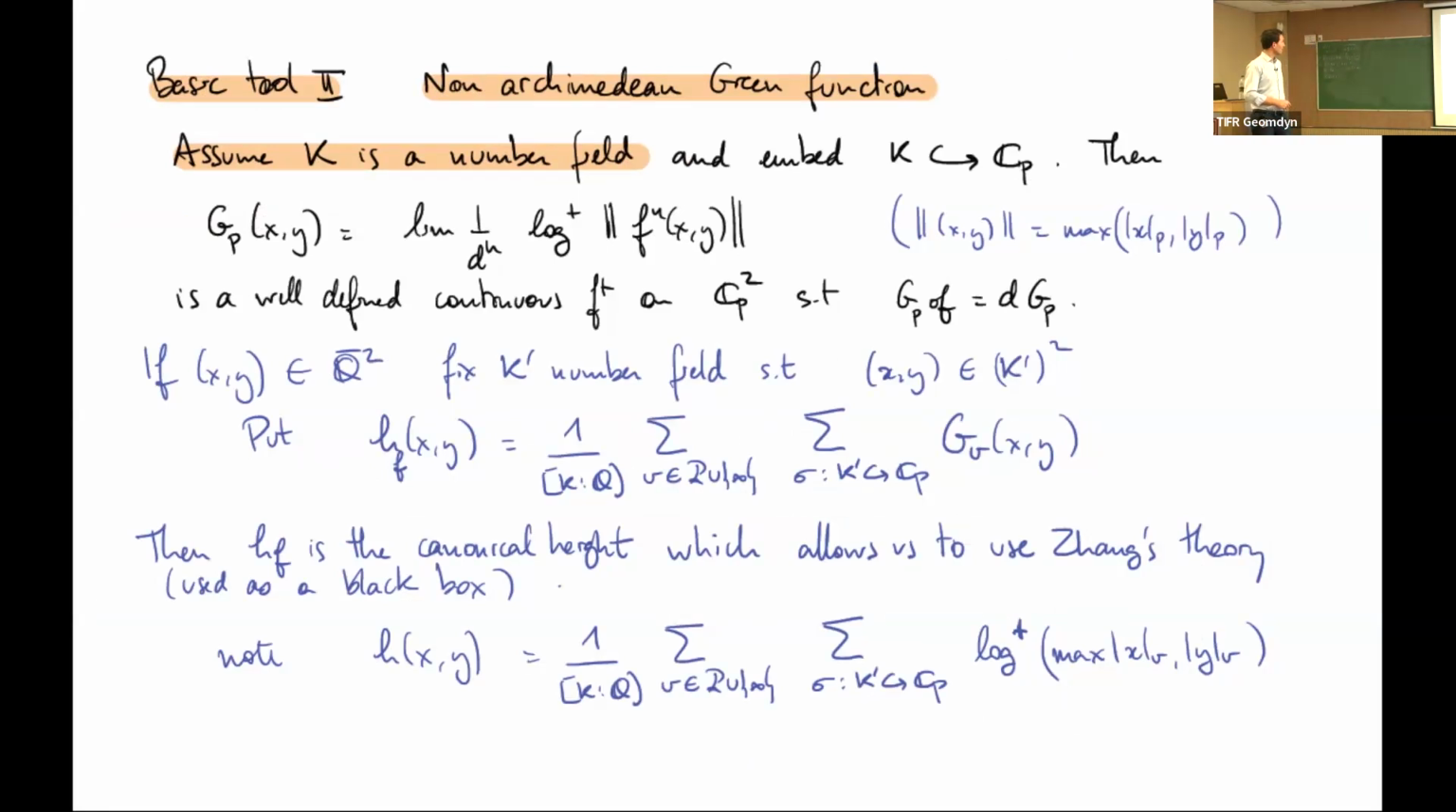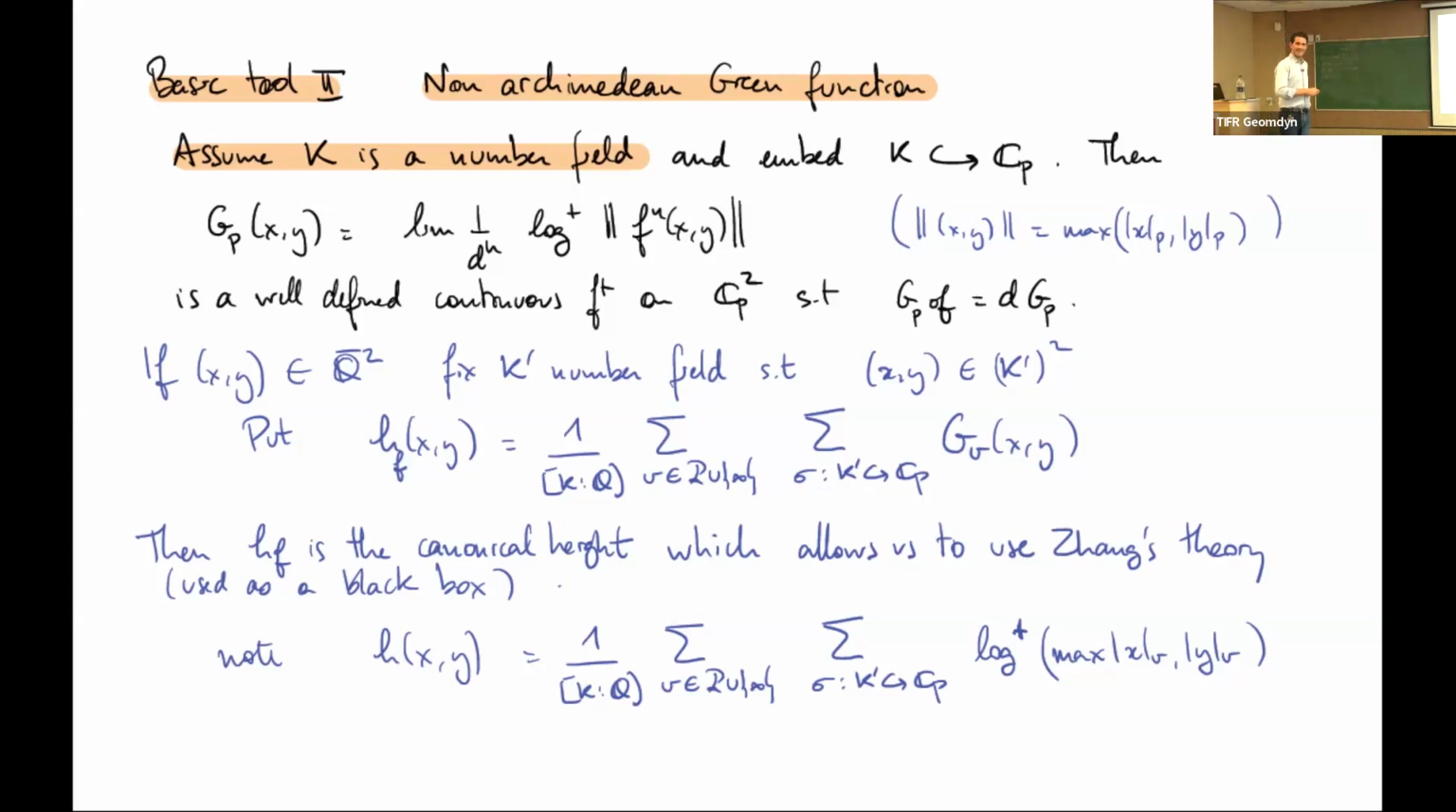So you take a point with algebraic coordinates, you fix a number field which contains the point, and then you sum over all possible embeddings of this number field in C_p for all p, so for prime numbers and also for the infinite place. If you sum all these numbers, you get h_f, the so-called dynamical height, which will play an important role even if you won't see it.